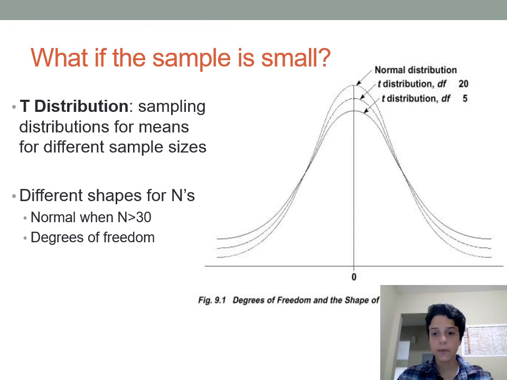And depending on what you're using a t-distribution for, your degrees of freedom may be calculated in different ways, but typically, smaller degrees of freedom correspond to a smaller sample. So what you can see in the graph on this slide is that for smaller df, or degrees of freedom, you have a shorter and fatter graph. And so that's the shape of the sampling distribution for smaller samples when you're looking at t-distributions.